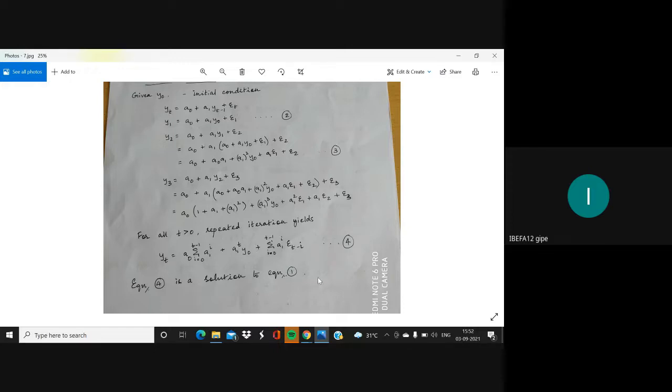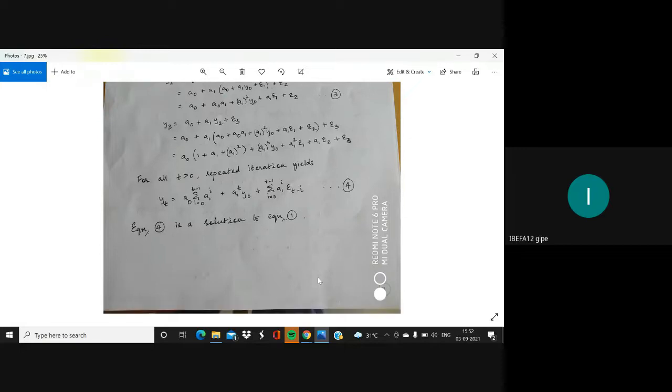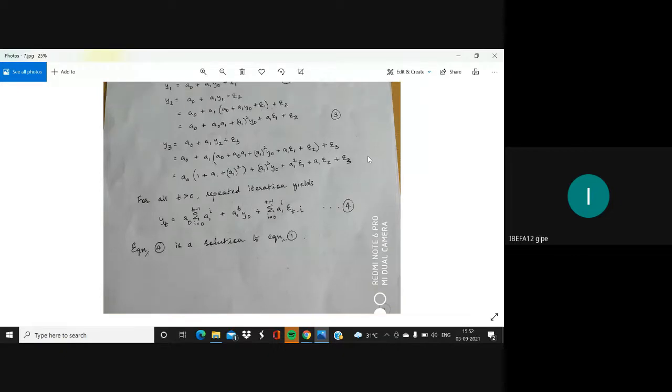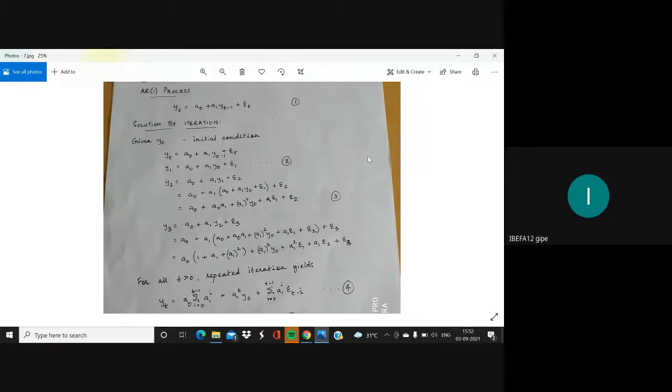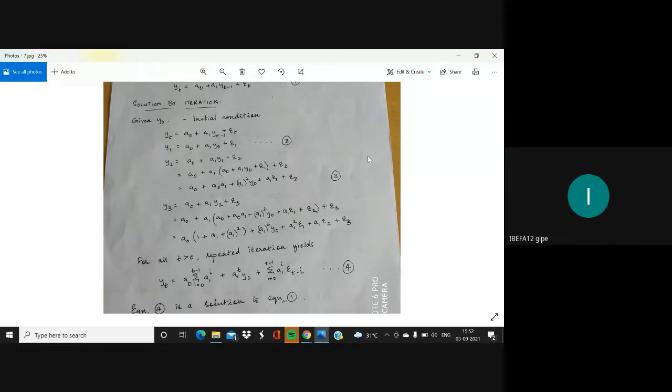So now equation 4 is a solution to equation 1. That is very clear. So far, are you all with me? Are you all following? Any doubt so far? Anything that you did not understand? No, ma'am. Okay.